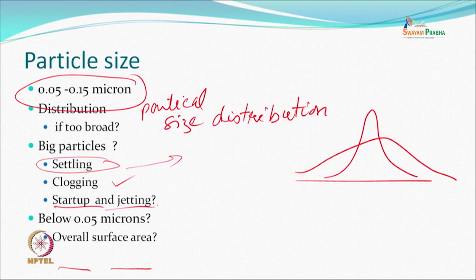If the size is very low, below 0.05 microns, what happens? Very small size, very large surface area, overall surface area is very large. Keeping them dispersed is a challenge. Very small particles will have a tendency to agglomerate. And so the approximate range is 0.05 to 0.15 micron.